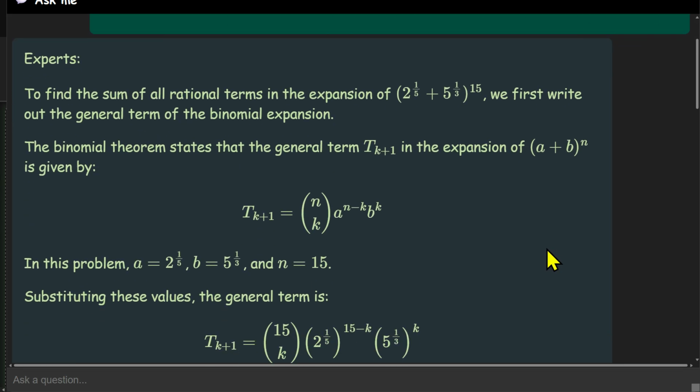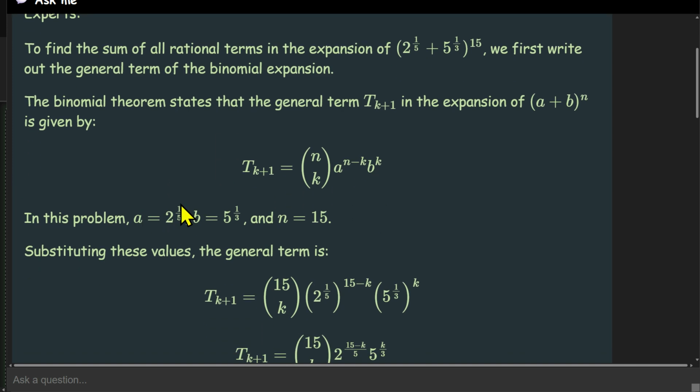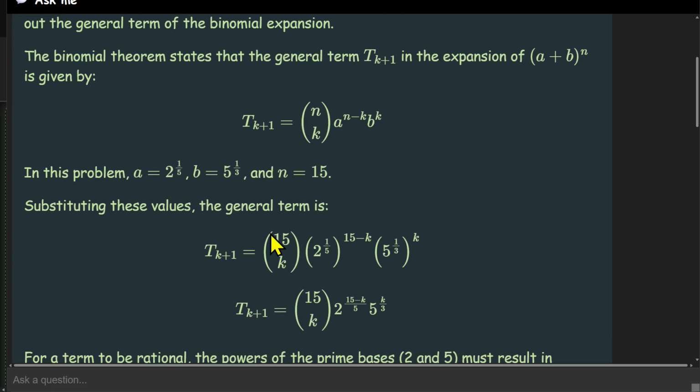To find the sum of all rational terms in the expansion of (2 to the power 1/5 + 5 to the power 1/3) whole to the power 15, we first write out the general term of the binomial expansion. The binomial theorem states that the general term T(k+1) in the expansion of (a + b) whole to the power n is given by T(k+1) = nCk a to the power (n minus k) b to the power k. So a equal to 2 to the power 1/5, b equal to 5 to the power 1/3 and n equal to 15.